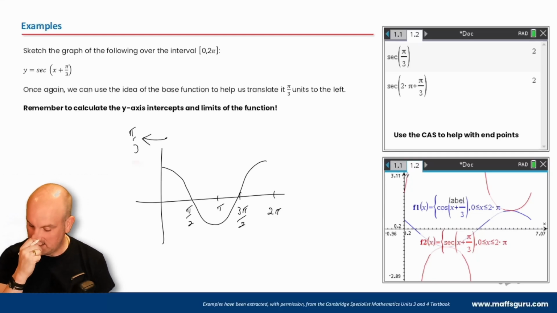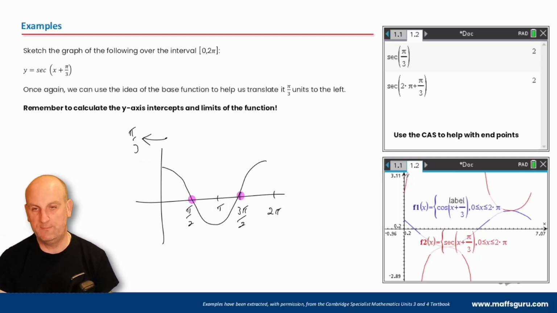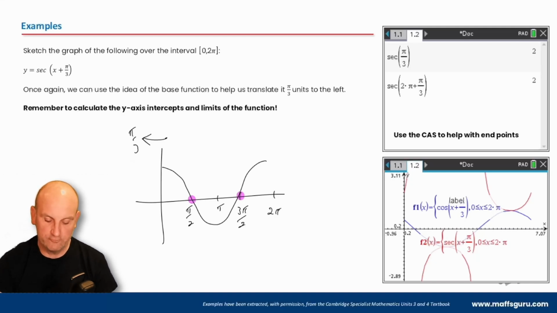So that now means that because I've got these points here, they are going to be asymptotes. They're not going to be at pi on 2 and 3 pi on 2. I'm going to take pi on 3 away from both of those values. Those are going to give me my asymptotes. Easy done.